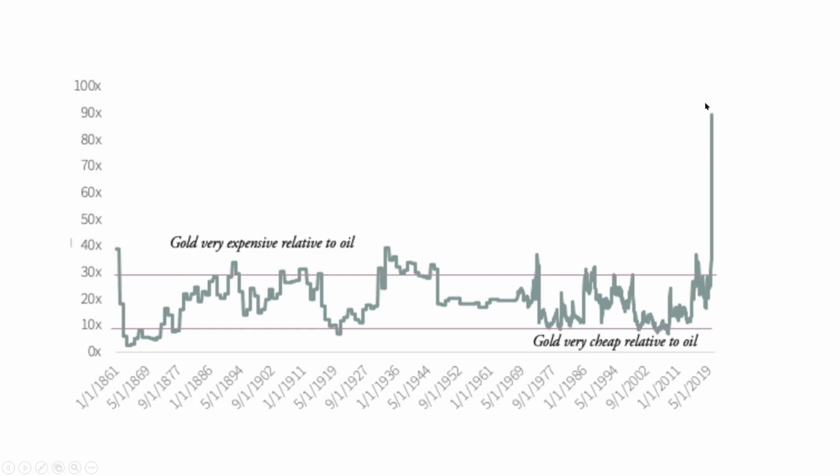Anything above it is radically inexpensive for oil. So we've got a very cheap oil price, especially when it went negative. That was an anomaly in history. So oil is very cheap.